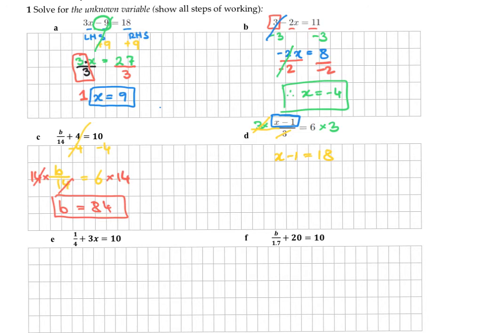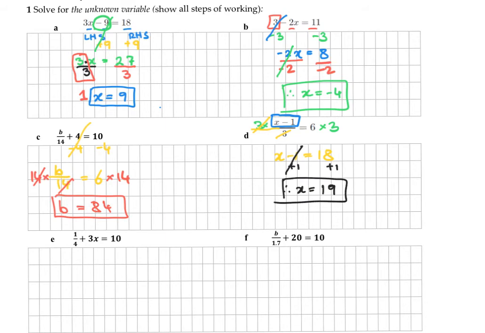And now we have x take away 1. Negative 1 is getting in our way. So you're going to go plus 1, plus 1. So this is gone. Negative 1 plus 1 is 0. So therefore, we are left with x equal to 18 plus 1 is 19. There you go.